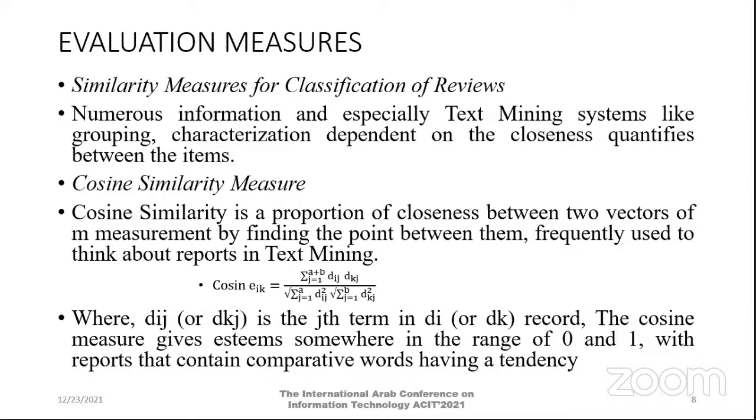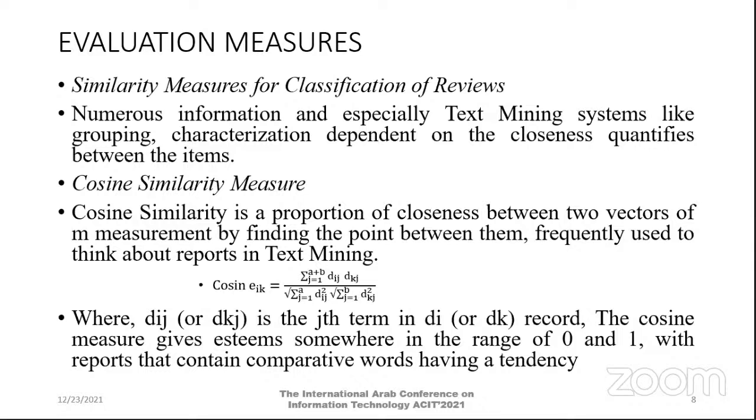Why we used the cosine similarity measure is that it finds the closeness between two vectors of the measurement, between the two points. We need to find the two points. Suppose one author is giving a positive review and another author is giving a negative one on the other side. So we need to find the two vectors. For this process, we use cosine similarity.